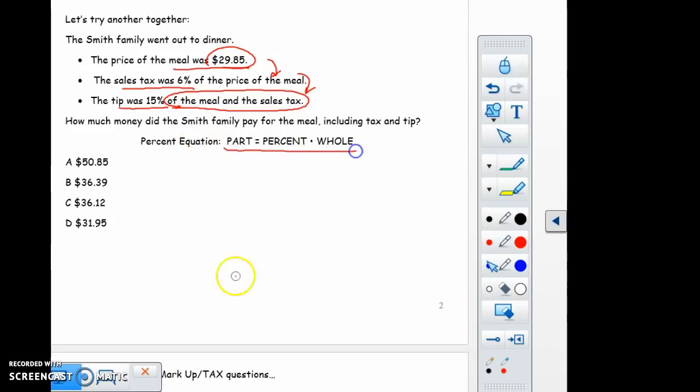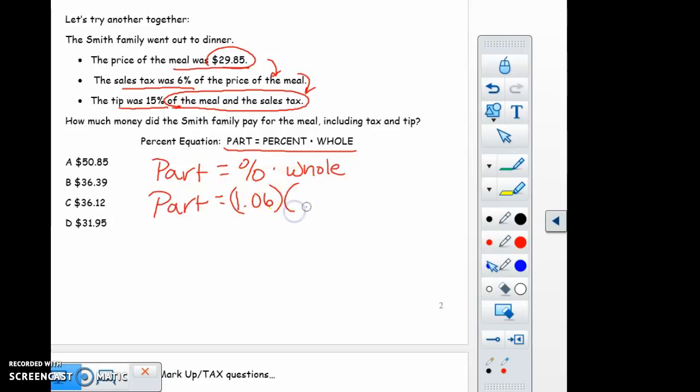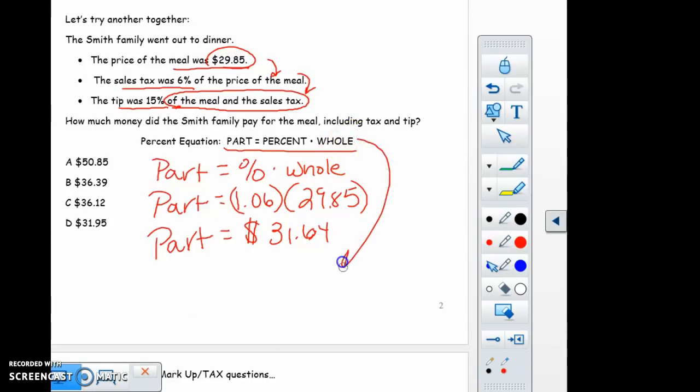Don't forget, here's our percent equation. So we have part, and I write it every single time. It just helps me identify what I need here. So for this first problem, the sales tax is 6%. And this should be getting old hat to you. 6% is 106%, which is 1.06. The whole amount was $29.85. That means the meal and the taxes came to $31.64. Oops, 64 cents.